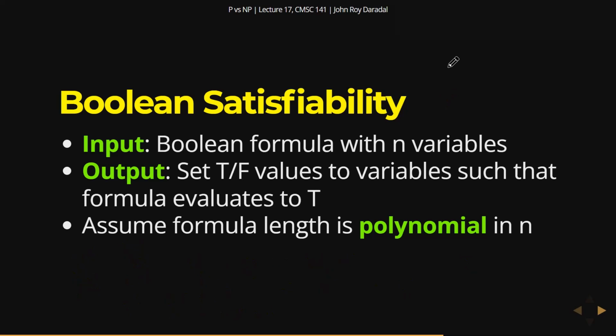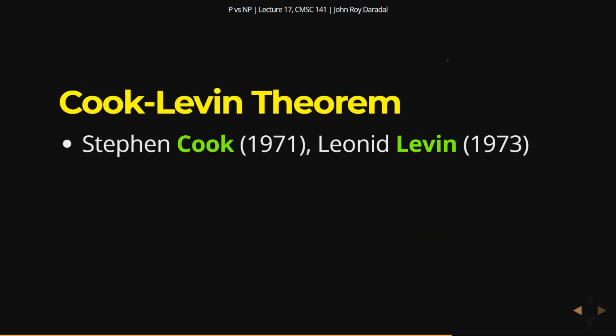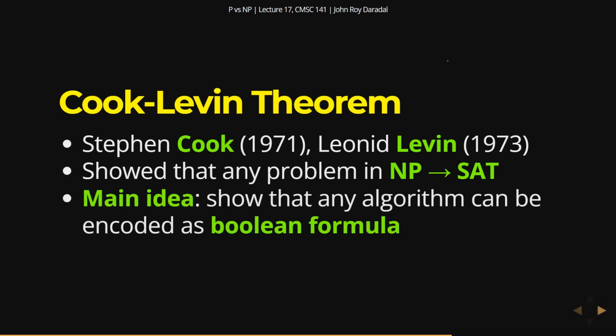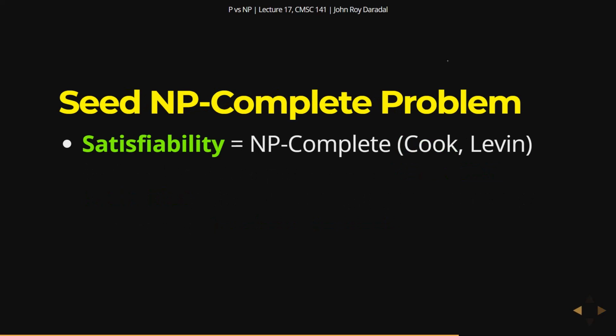Okay, so that is the Boolean satisfiability problem. And Stephen Cook and Leonid Levin, in the Cook-Levin theorem, showed that any problem in NP can be reduced to the satisfiability problem. The idea in their proof is that any algorithm can be encoded as a Boolean formula, so you could answer it as a satisfiability problem. So the seed NP-complete problem was satisfiability, and they showed it to be NP-complete.